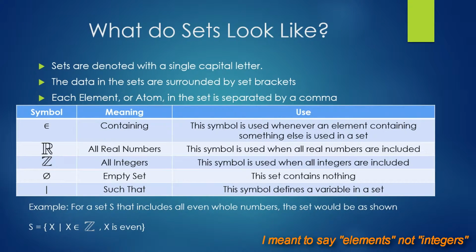Sets are also not required to be made up of purely integers. They can have parameters as well. This is called a set former. These are some of the most common parameters. And this example at the bottom states that the set S contains the variable x, such that x contains even integers.